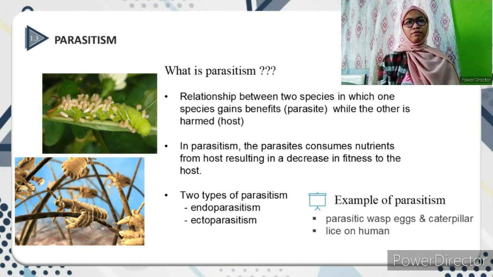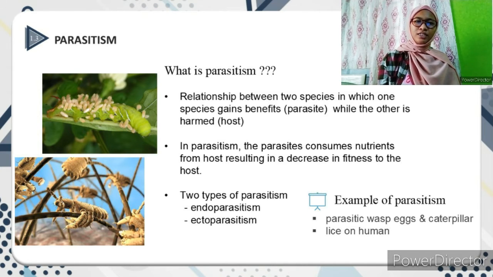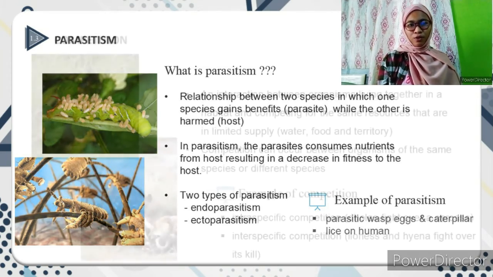There are two types of parasitism, which are endoparasitism and ectoparasitism. Endoparasitism is when the parasite lives inside the host body, while ectoparasitism is when the parasite lives on the host body. An example of endoparasitism is the caterpillar and the parasitic wasp egg. The parasitic wasp lays its eggs inside the caterpillar. When the eggs hatch, they begin to eat the caterpillar from the inside but avoid vital organs. For ectoparasitism, the most common example is head lice on humans. The lice suck the blood off the surface, living off the host.